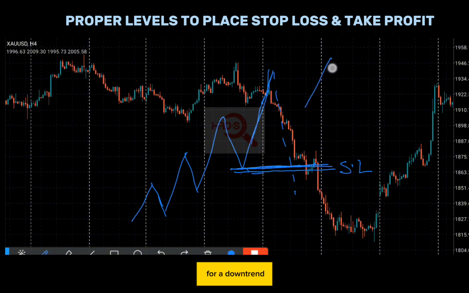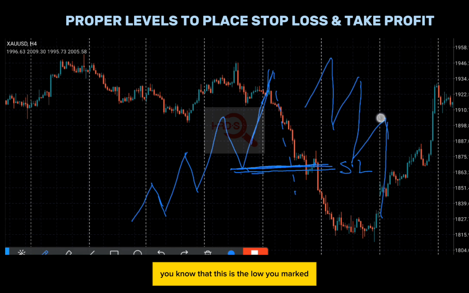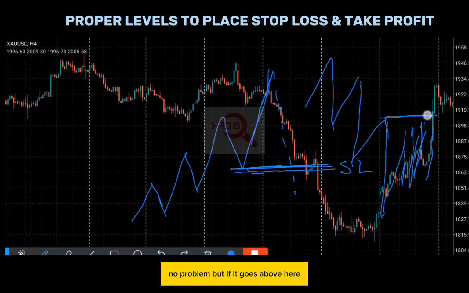For a downtrend, lower low, lower high, lower low, lower high, lower low, you know that this is the high you marked. If the market comes and ranges within this range, no problem. But if it goes above here, you know that this setup is no more valid. So you place your stop loss slightly above this, so that the moment the market hits you, you know that the sell setup is no more valid. You are now looking for a buy entry. Do you see?